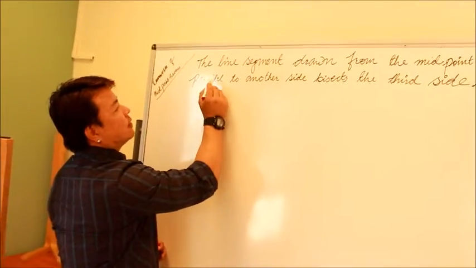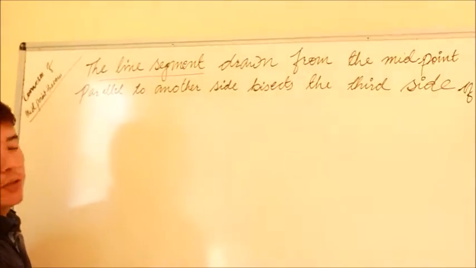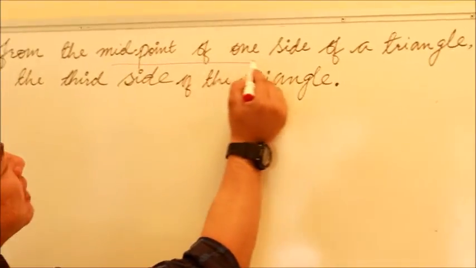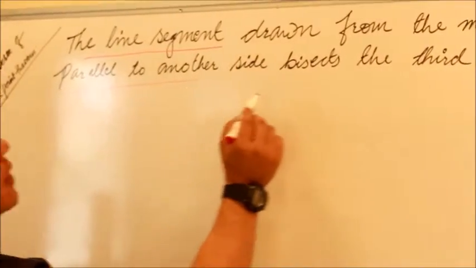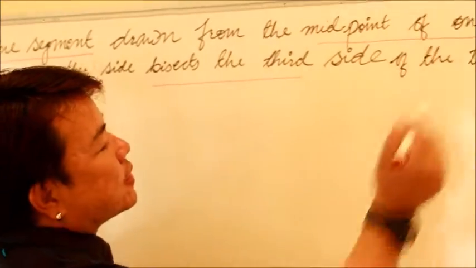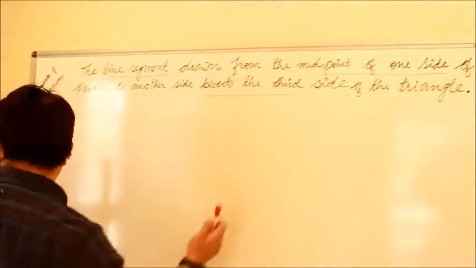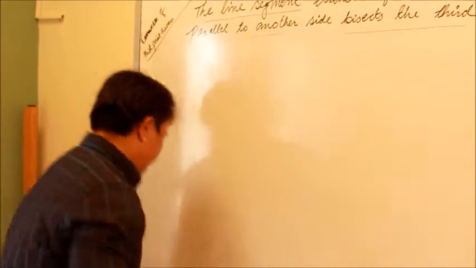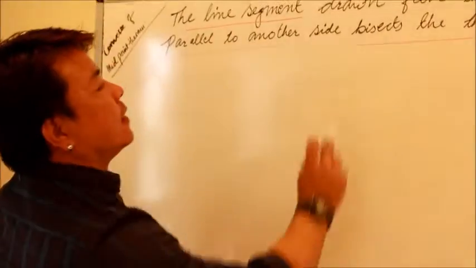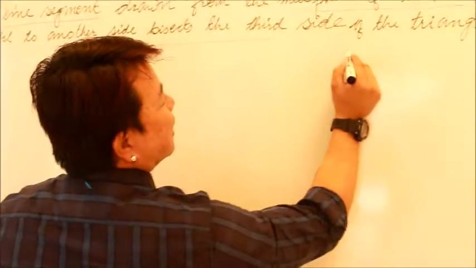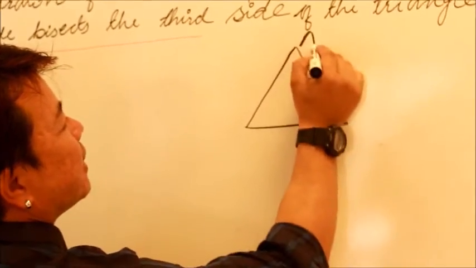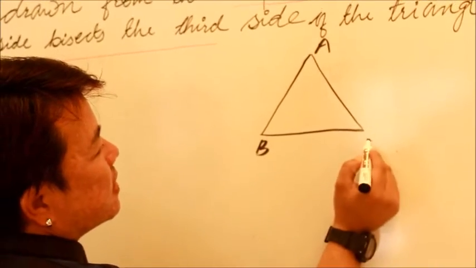So let's go once again. The line segment, the important part I am marking with the red marker, drawn from the midpoint of one side of a triangle parallel to another side bisects the third side of the triangle. We need to prove that. So for this we need a triangle, any triangle like before. We name it A, B, C.